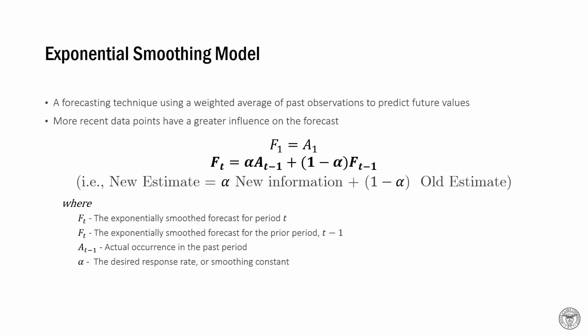The initial forecast, F sub 1, is set equal to A sub 1, the actual occurrence in the first period. The elegance of this model lies in its ability to weight recent data more heavily, providing a more responsive forecast when faced with changes in the data. The exponential smoothing model is especially effective for data without clear trends or seasonal patterns.